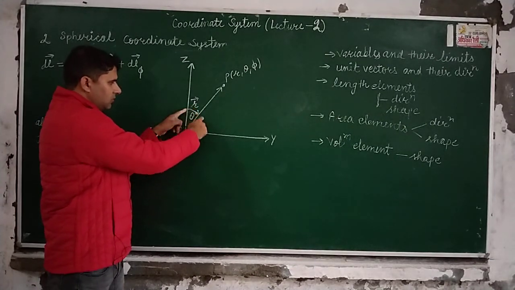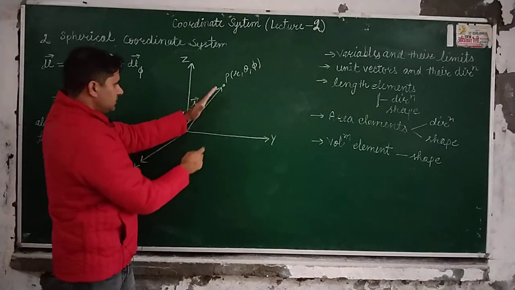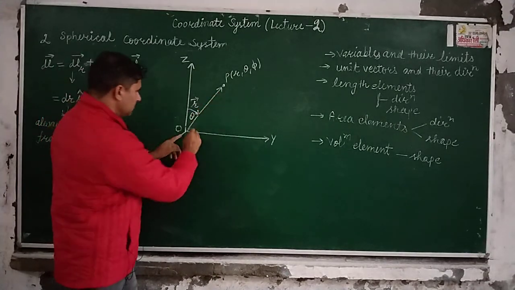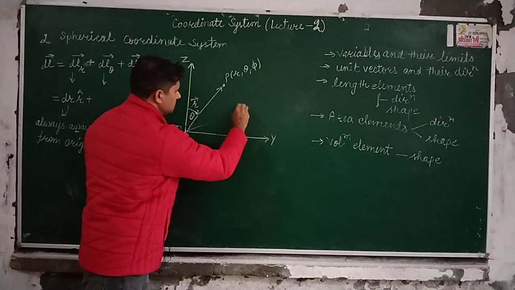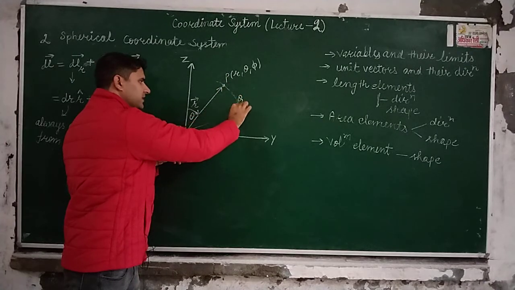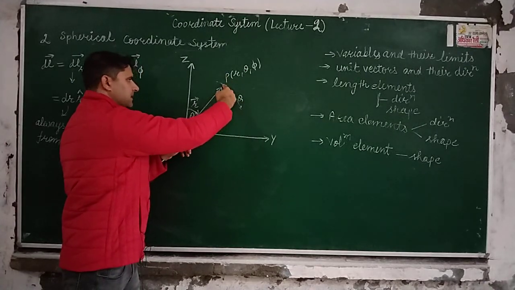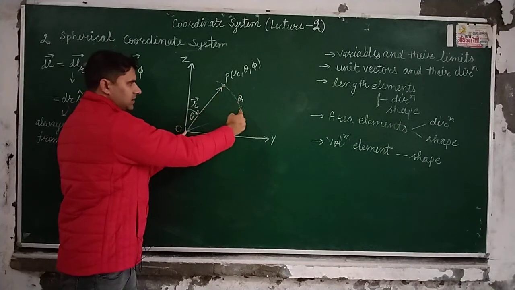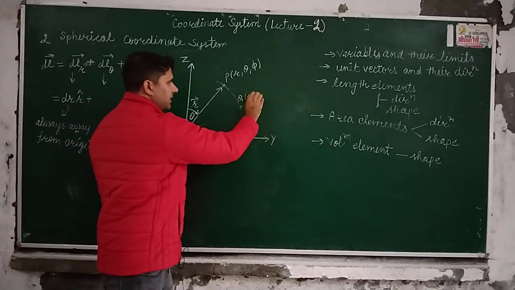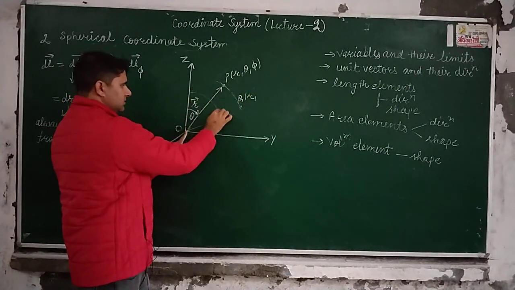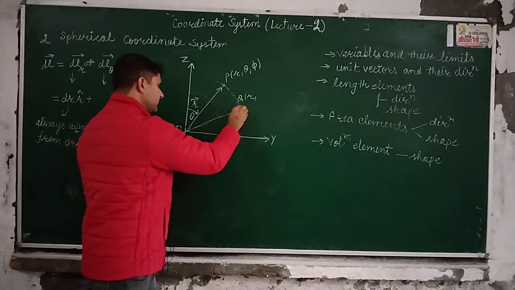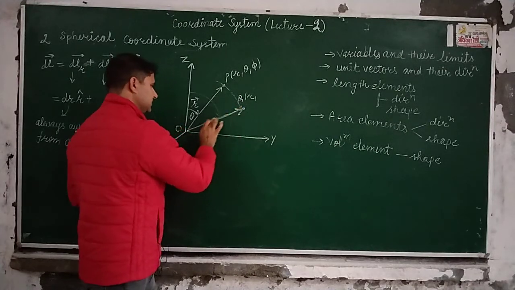The length element along this direction will be found as follows. If we rotate vector R with respect to z in the downward direction and take another point here, we are not changing R. We have kept the distance from the origin the same. I have drawn an arc and this point is Q. So you can see here R has not changed and theta has changed. Theta has increased.